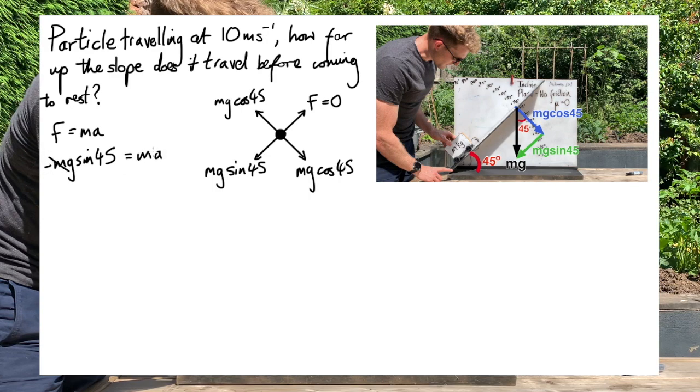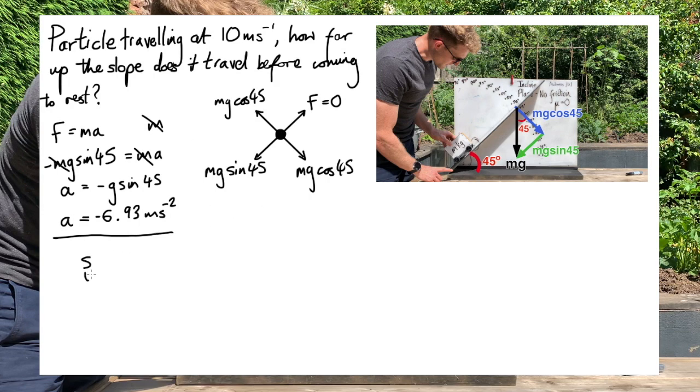Again, we cancel the m's because it is a frictionless situation. Therefore, our acceleration is negative g sine 45. It's negative because it is a deceleration. When I work this out, I get a value of negative 6.93. Should be negative, sorry. Okay, and then we can use SUVAT to work this out. So we want to work out how far it travels before it comes to rest.